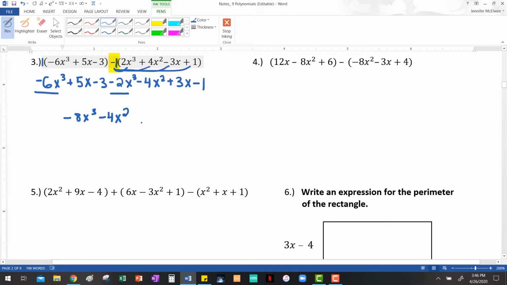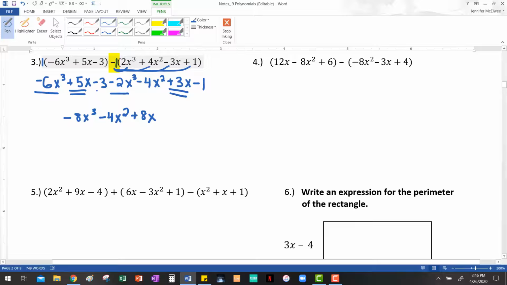Next, I'm looking for linear terms, x to the first power. There is a pair of those. There's a positive 5x and a positive 3x. When I combine those two like terms, I should end up with 8x. So I write plus 8x.